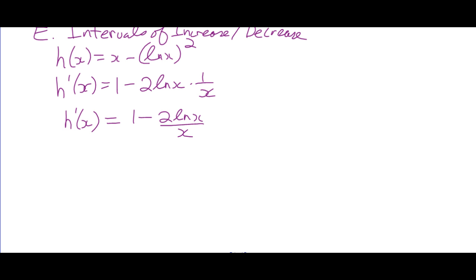Okay, so all we're interested in is the sign of this. So this function will always be increasing or always be decreasing. We just need to figure out if 1 minus 2 ln x over x is greater than 0 or less than 0. So I guess the question is, is 2 ln x bigger than x or smaller than x, for all x? All right, so let's think a bit.